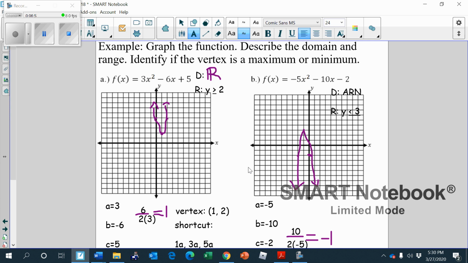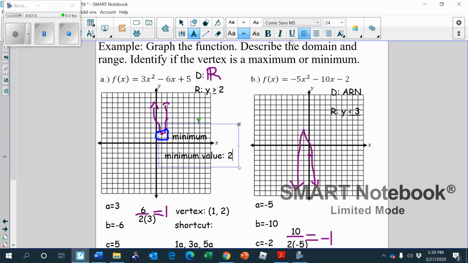Okay, so when you graph, take a look. Your vertex, for letter A, is the lowest point on the graph, making it a minimum value. So the vertex is a minimum. That's what we're going to ask you to answer. And what is the minimum value? The minimum value is just the y value of the vertex. So your minimum value in this case would be 2.